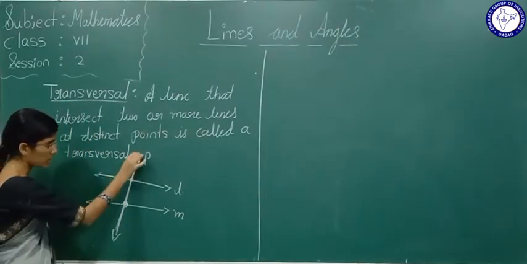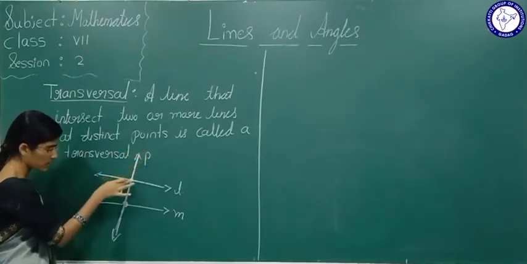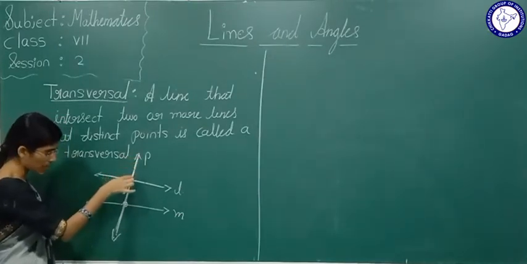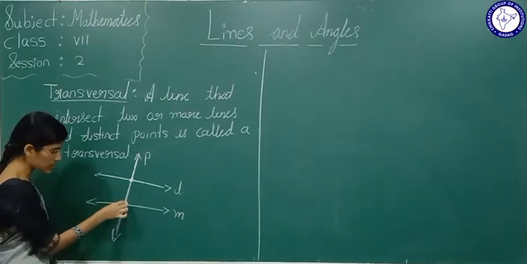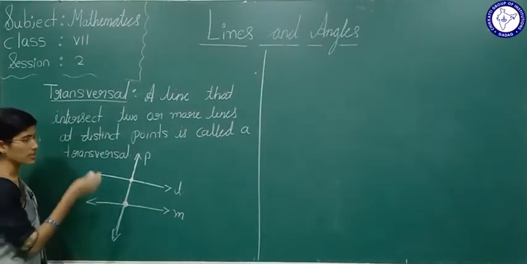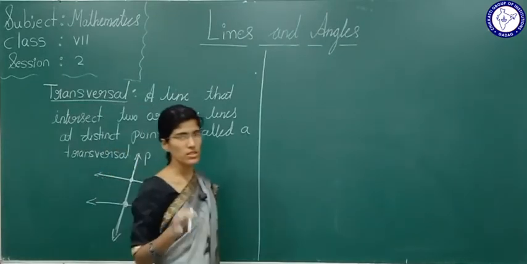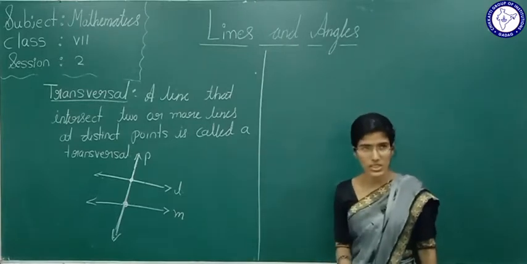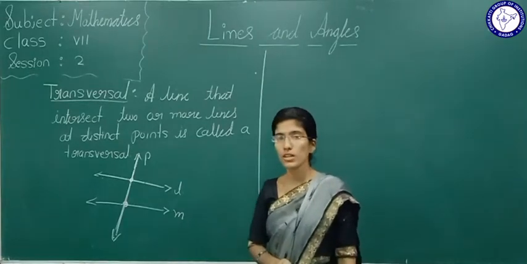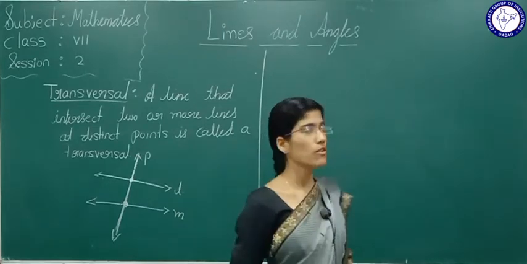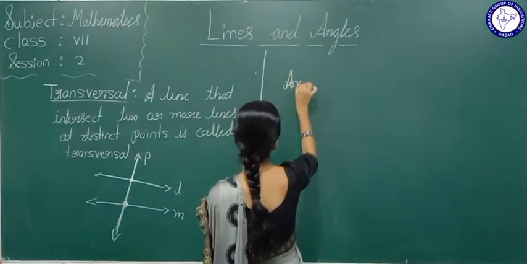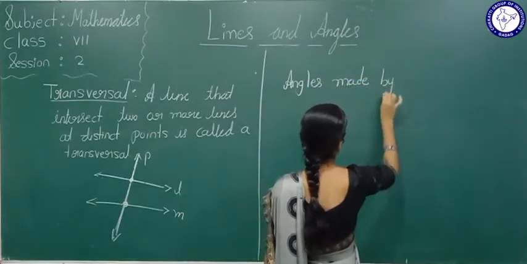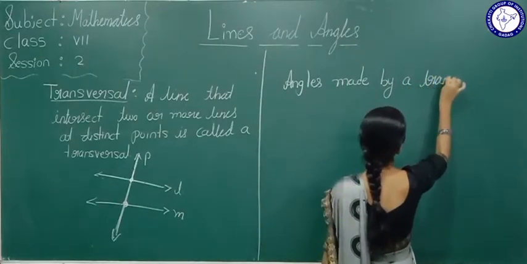Why? Because this line P intersects the line L at one point, and again the same line P intersects the line M at a different point. Such a line is called a transversal. A line which intersects two or more lines at distinct points is called a transversal. Now we will see angles made by a transversal.